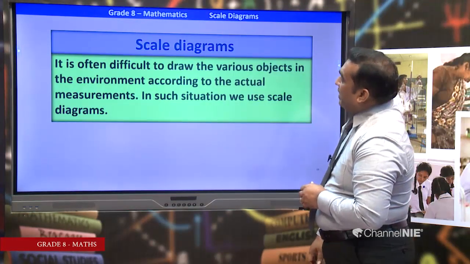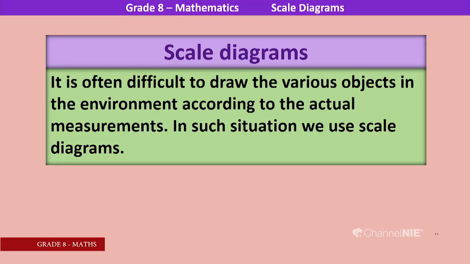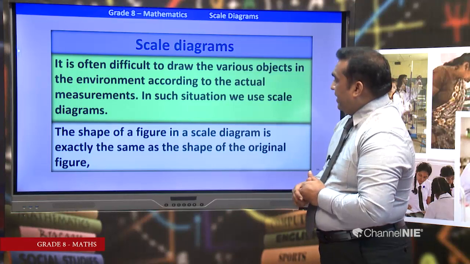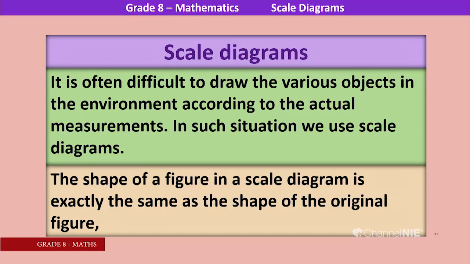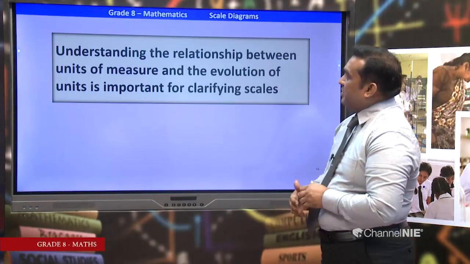It is often difficult to draw the various objects in the environment according to the actual measurements. In such situations, we use scale diagrams. The shape of a figure in a scale diagram is exactly the same as the shape of the original figure. It means you can't change the shape of the figure, right? Without changing the shape, you can draw scale diagrams.